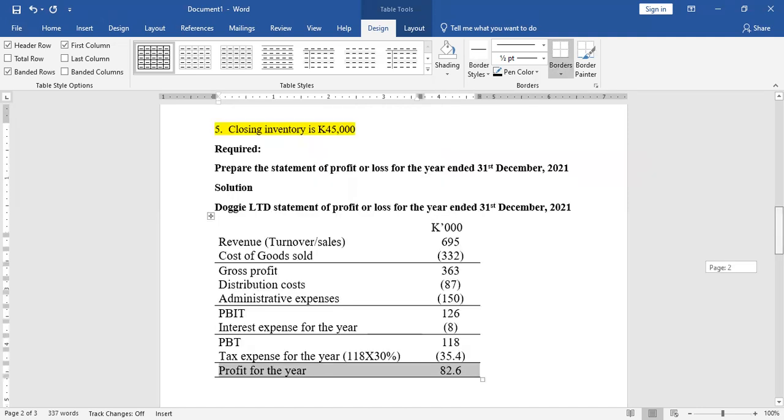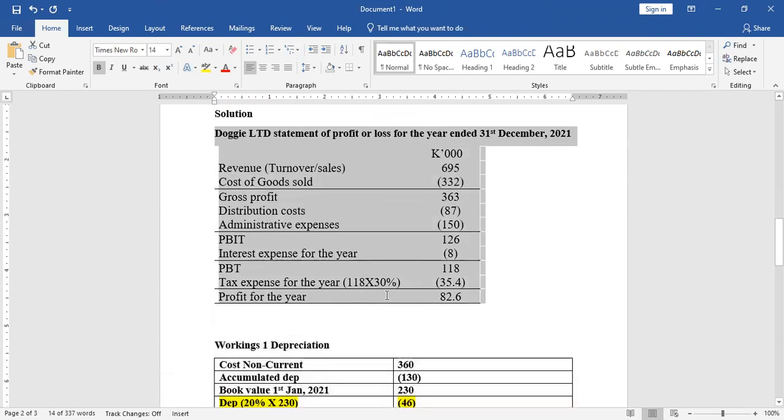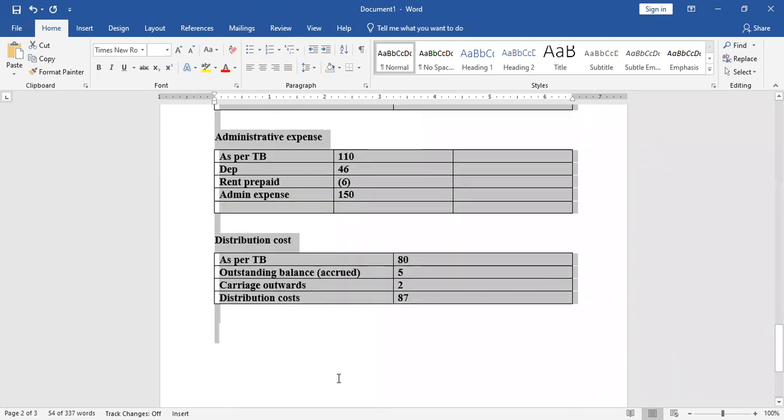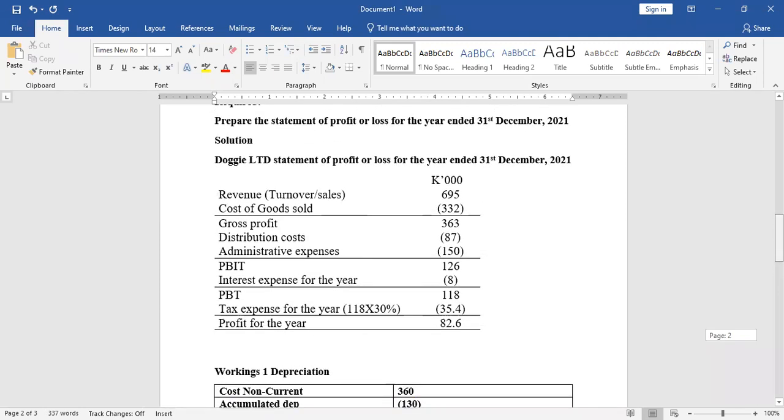So what I was just responding to is to prepare the statement of profit or loss for the year ended 31st December 2021. And this is it. This is Doggie Limited statement of profit or loss for the year ended 31st December. All these other things which follow here are just workings, and they are necessary for you to indicate in your exam, so that the examiner knows where you are getting things. So this is the profit for the year. I have adequately responded to the question required by the examiner.